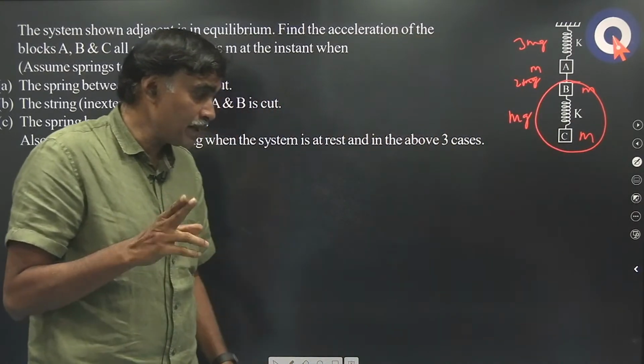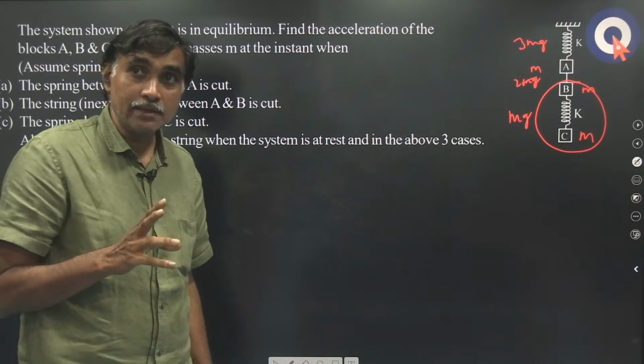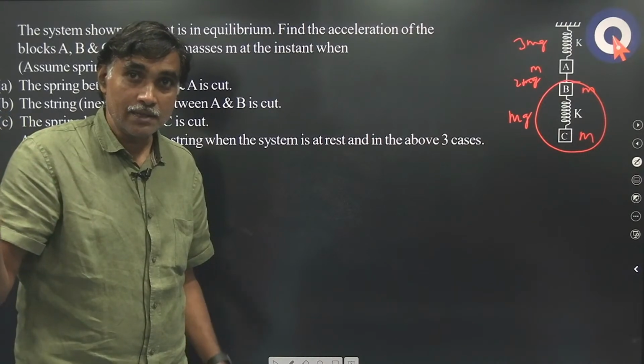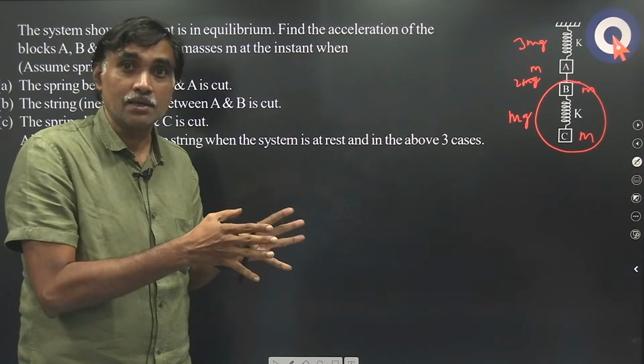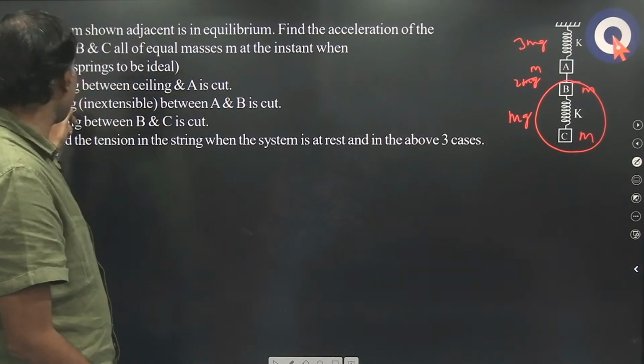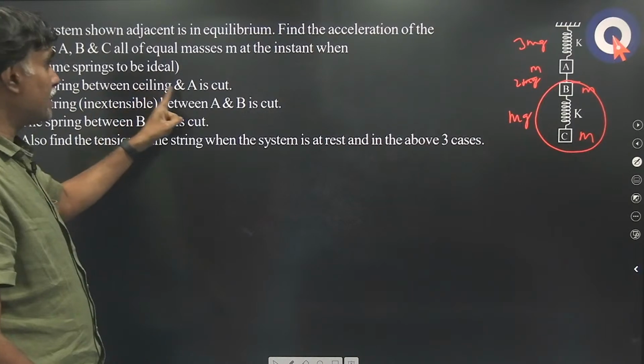Now if you cut a spring, tension in that spring immediately becomes 0. But if you cut other springs, tension in the springs which are not cut does not change immediately, instantaneously. So in this case, first bit, what they have given is that the spring between ceiling and A is cut.